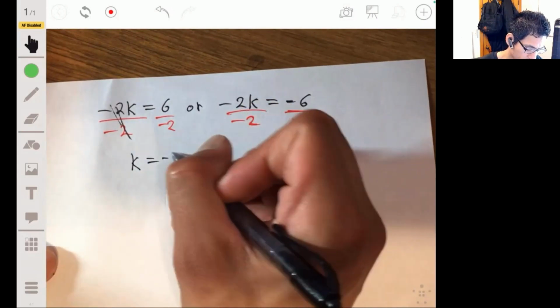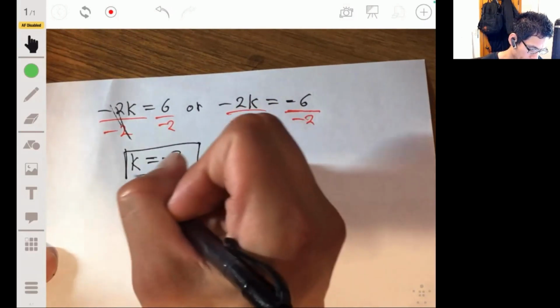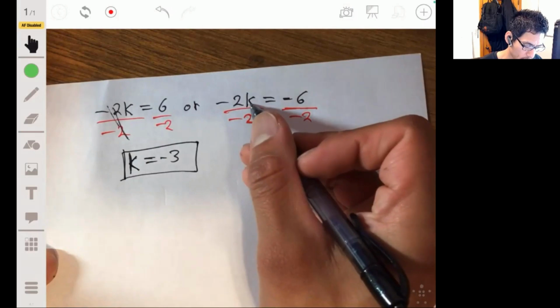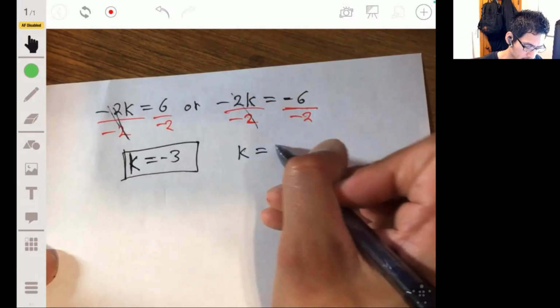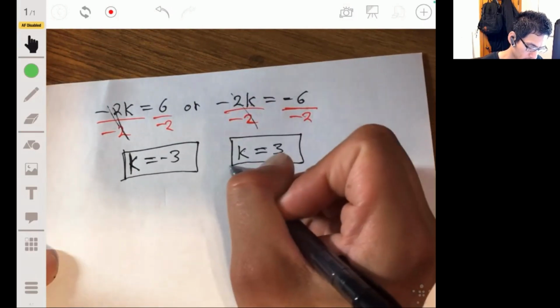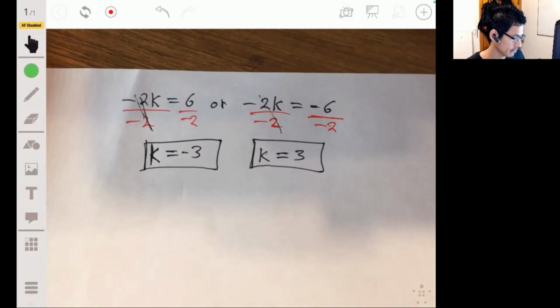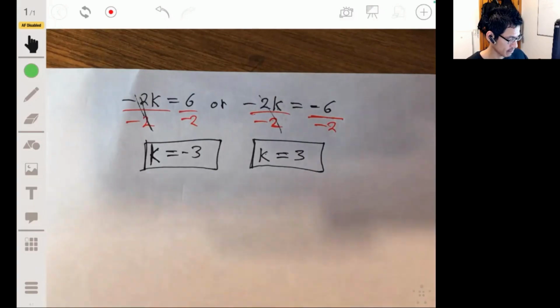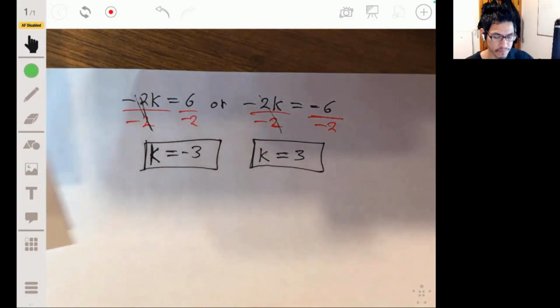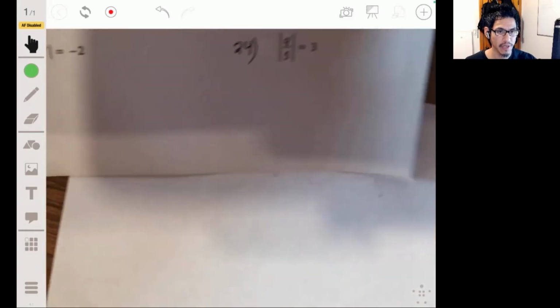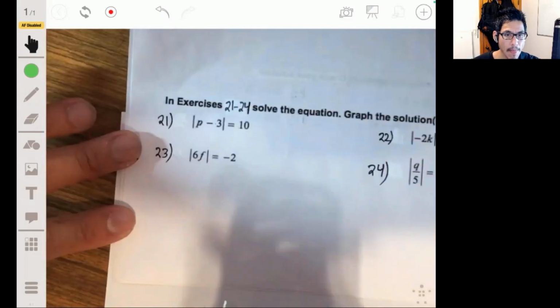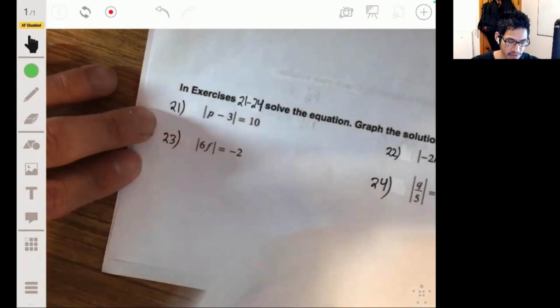k equals -3, or k equals +3. So you just plot your two numbers at -3 and 3. All right, next, we've got absolute value of 6f equals -2.